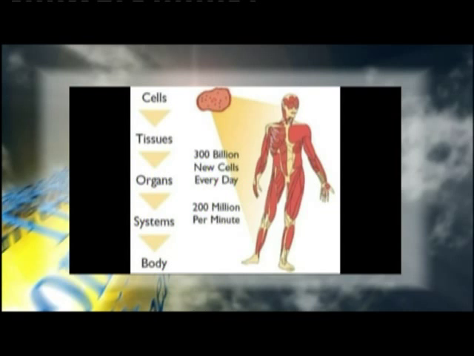And the scale of this thing is absolutely fantastic. The cells make tissues, which make organs, which make systems, and our whole body is made up of systems. Let me just give you some figures. We make 300 billion new cells every day. We make 200 million cells per minute. Say that again. We make 200 million cells per minute. Well, how many cells do you think you have been actually made in your body since this program started?